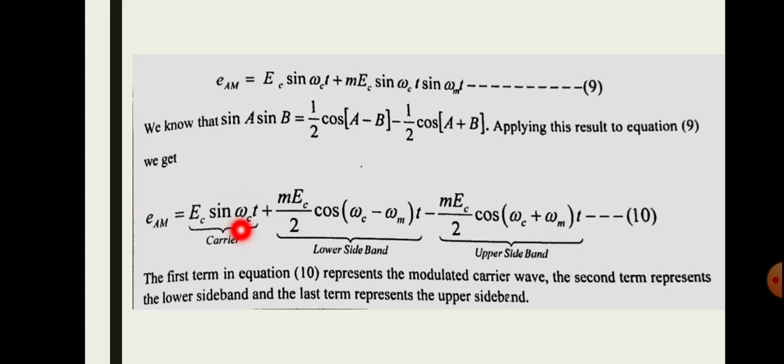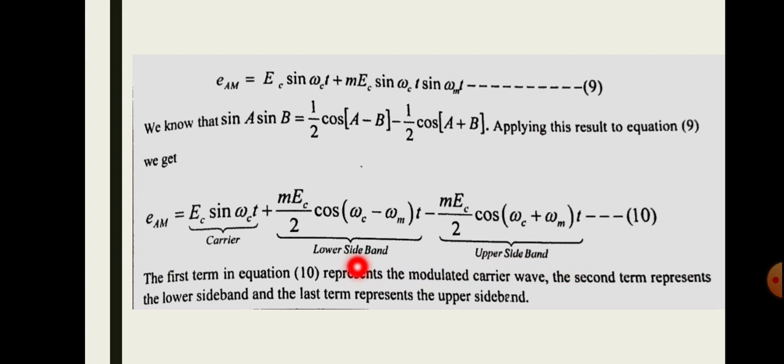See, the first term does not contain any information about the modulating signal, but in the second term there is some information about the modulating signal since there is an omega M term. Similarly, the third term also contains some information because it contains the omega M term. So we can separate this: this is the carrier component of the modulated wave, this is the lower sideband, and this is the upper sideband, because omega C minus omega M is a lower frequency compared to omega C, so we call it the lower sideband. Similarly, omega C plus omega M is a frequency greater than omega C. That is why we call it the upper sideband.